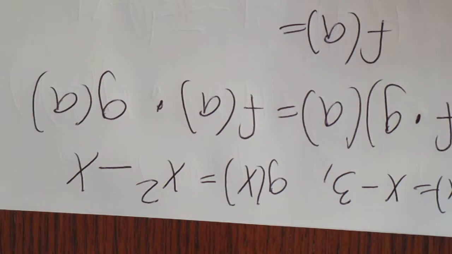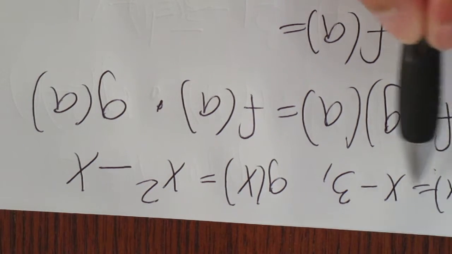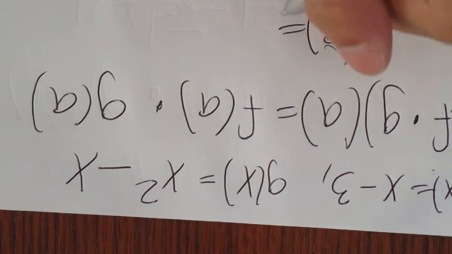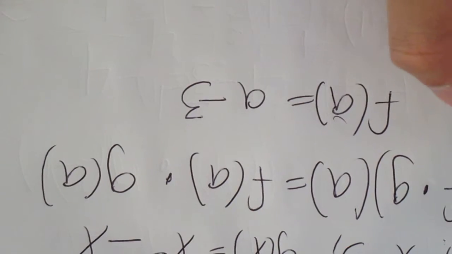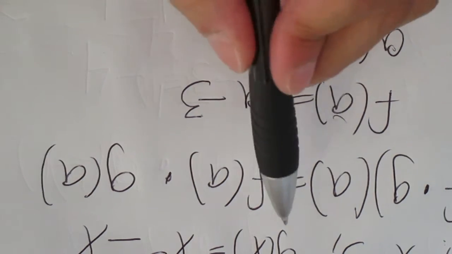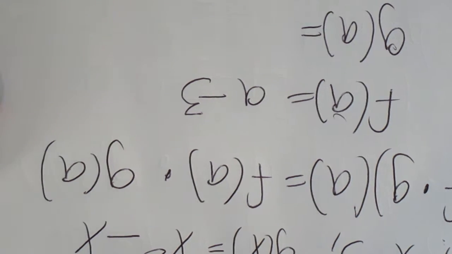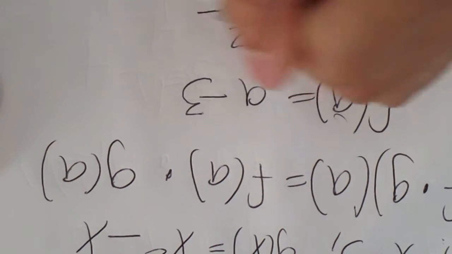Whatever the function f is, we just plug a into it. So f of x equals x minus 3, and a goes into the x, so it's a minus 3. And then what is g of a? g of x is x squared minus x, so we just plug a into the function g of x, so that's a squared minus a.